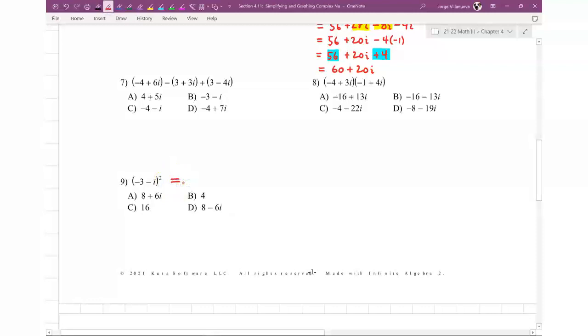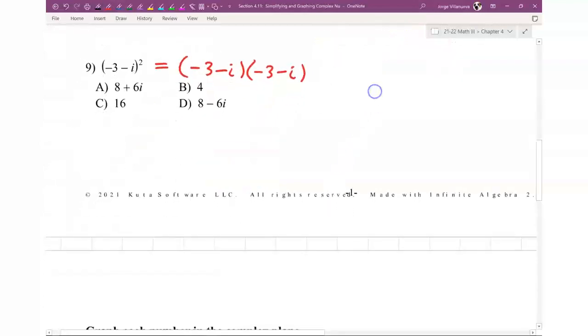If it says (-3 minus i) quantity squared, that means that there's two of those. That means that this looks like this. So that's what you're going to multiply, okay? So let me zoom into it. I'm going to give you a little bit of time to do it, and then we'll check the answers, okay?